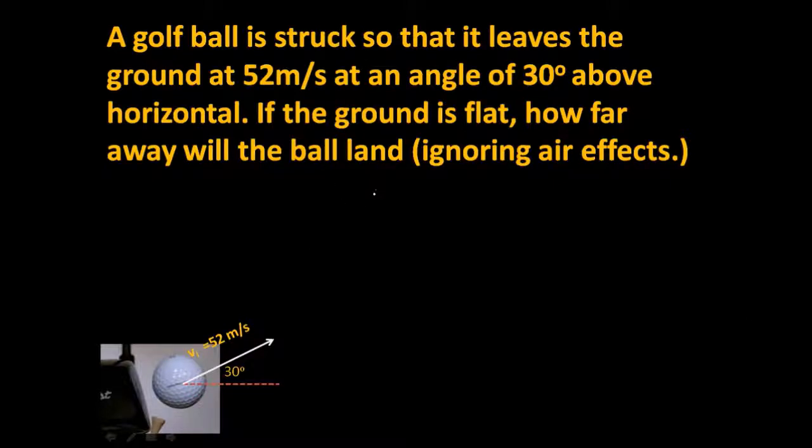Let's set up an x column and a y column and see what kind of things we know. Now the ball is going to travel on a path like this, and then it's going to land over here someplace. Okay? That distance it travels horizontally is delta x.